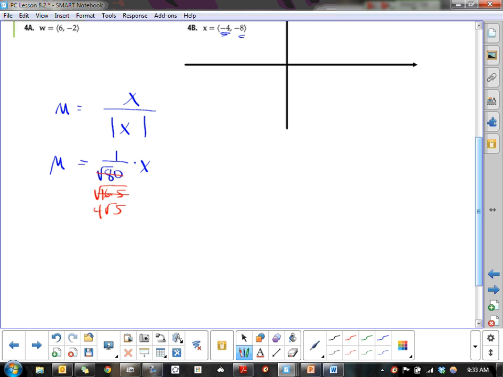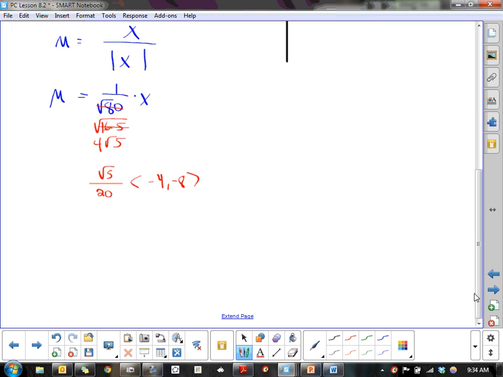and we want to make that times square root of 5 on top and bottom, so it's going to be the square root of 5 all over 20. We've got to take that times our components of vector x, which is -4, -8. And then we'll multiply through by our scalar. This scalar is the thing that's going to bring it down to a magnitude of 1. So it's going to be -4 times square root of 5 all over 20. And then -8 square root of 5 all over 20.